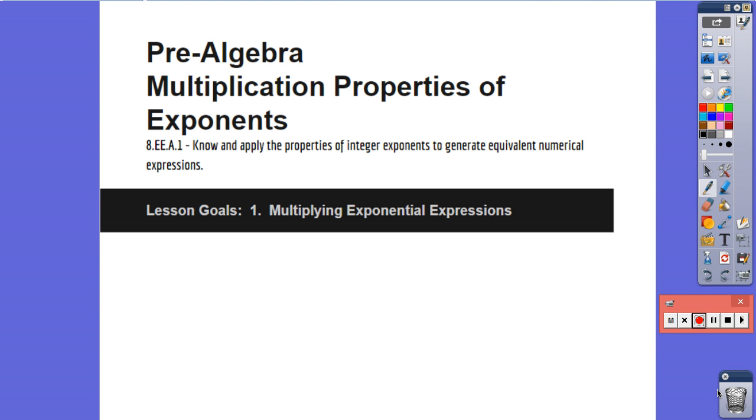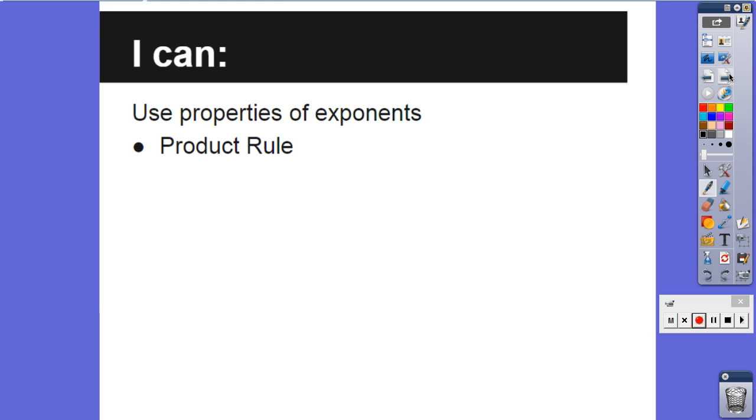Okay, we're going to continue talking about exponent rules here, and this time we're going to talk about what's called the product rule. And so I can here use properties of exponents, and that property that we're going to focus on in this video is the product rule.